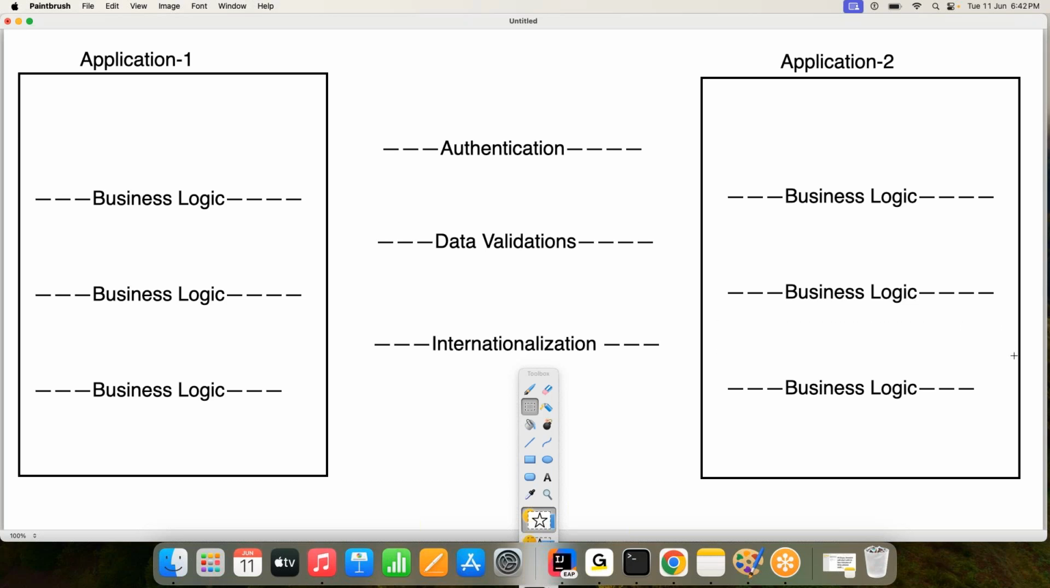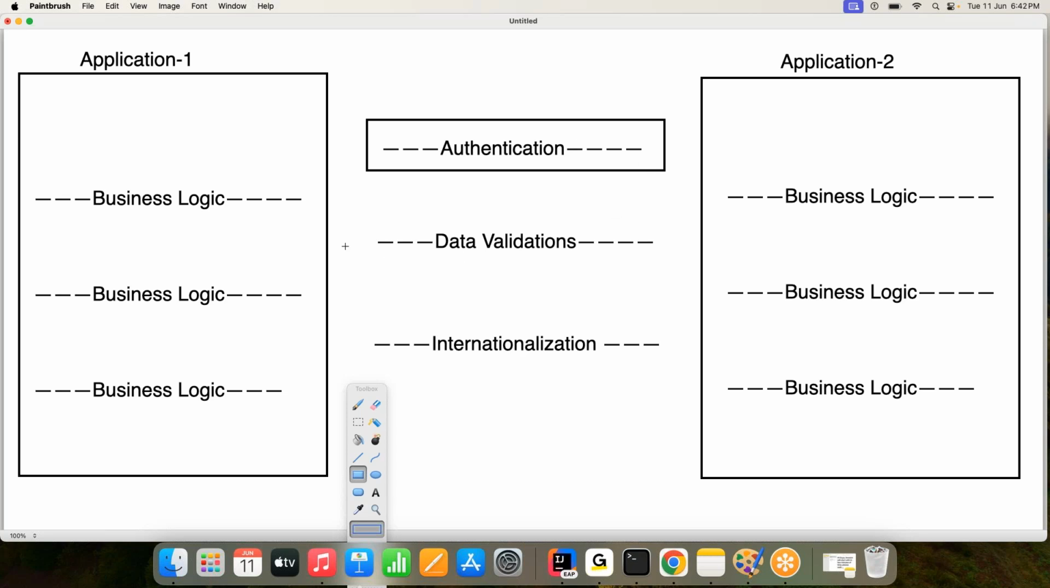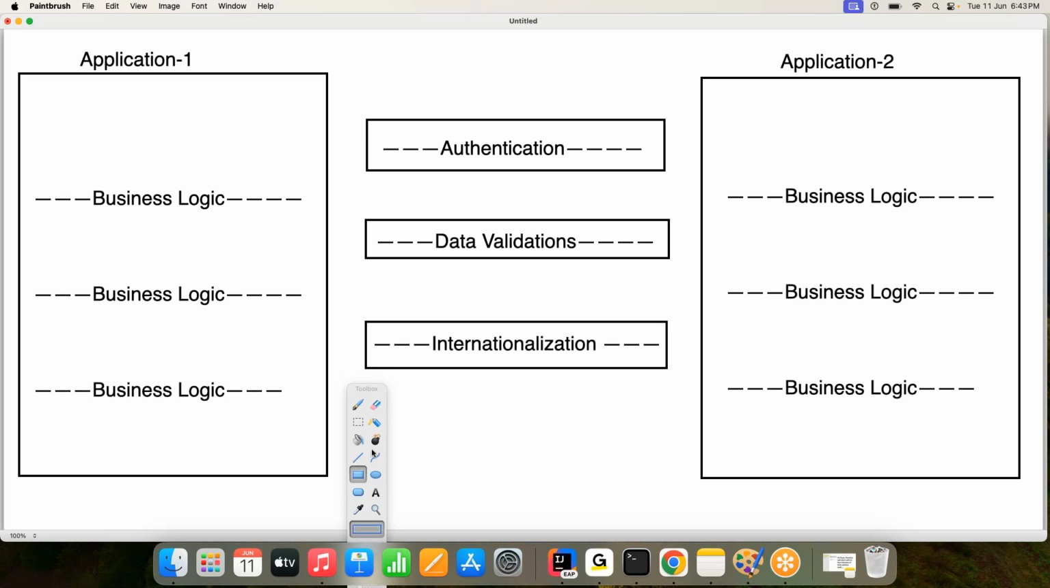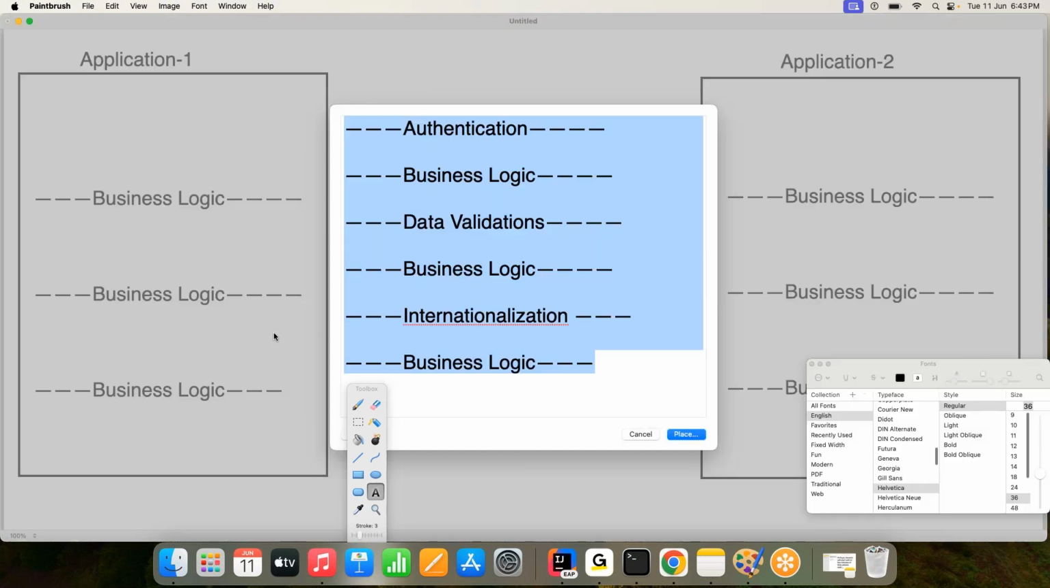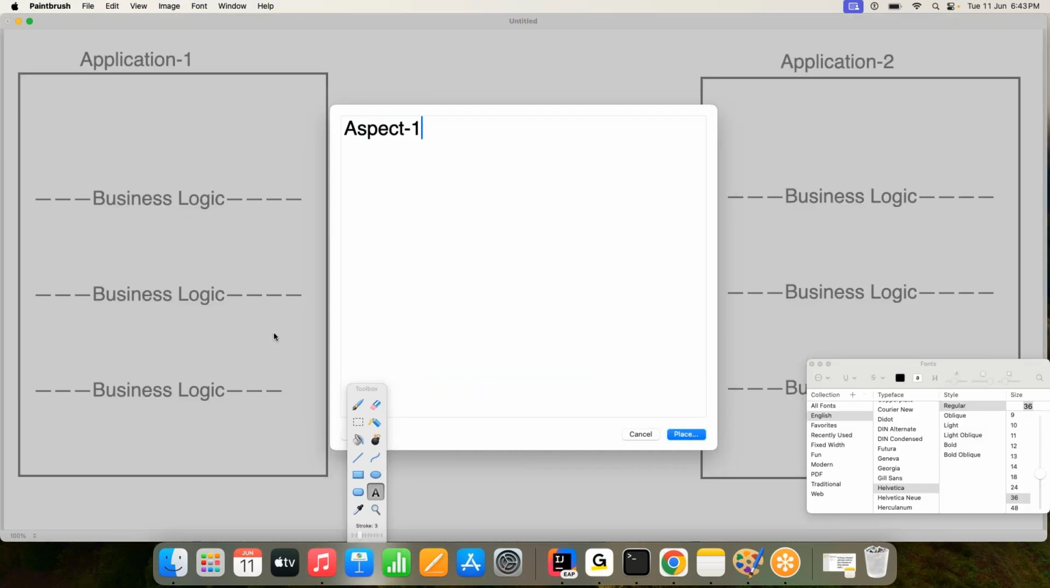It's okay, fine. Now tell me, from both the applications, what did we separate? We separated services from the business logics. Nice. After that, declare each and every service as what? An aspect. Declare each and every service as an aspect. Just I want to give some names. Now observe carefully. Aspect 1.